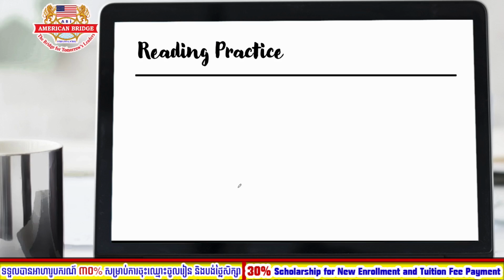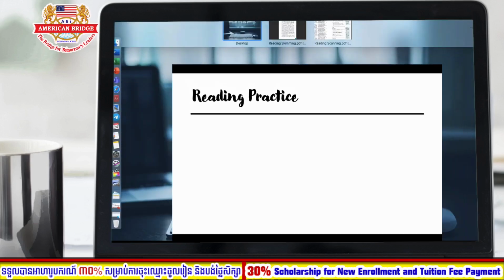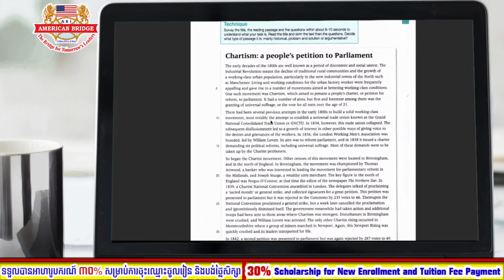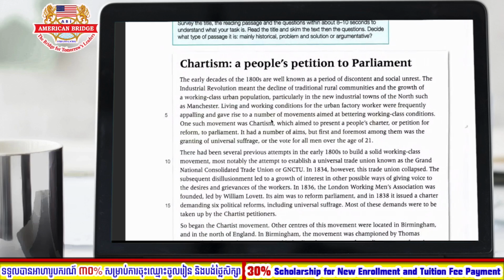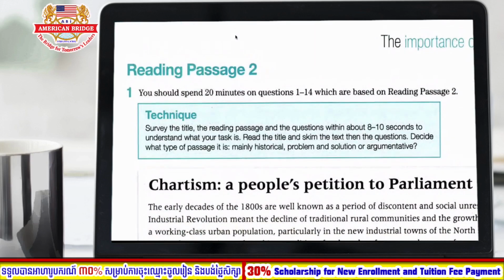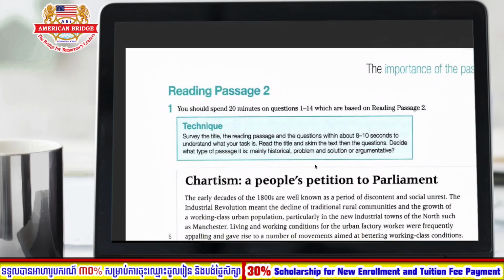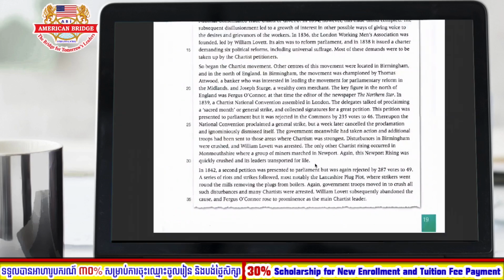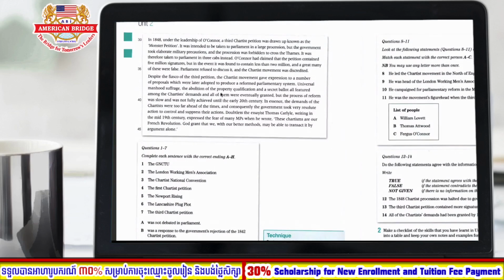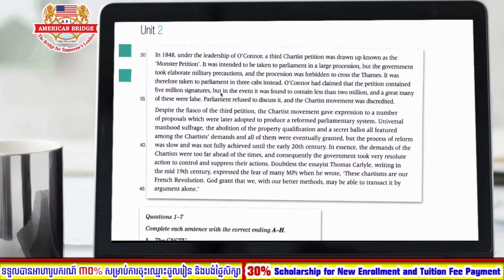Alright, so here is another real practice exercise about skimming. As you can see on my screen right here, it is the reading passage. You have only 20 minutes to do 14 questions. And the reading passage here is a little bit long, but you only have 20 minutes.